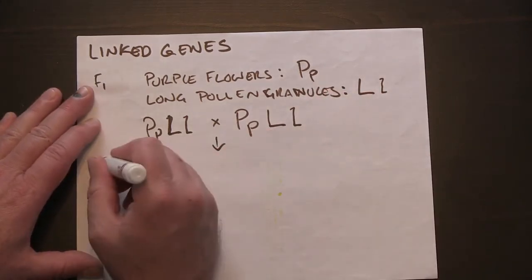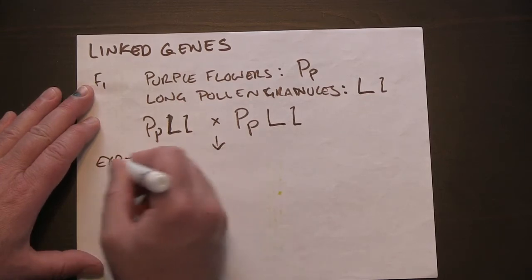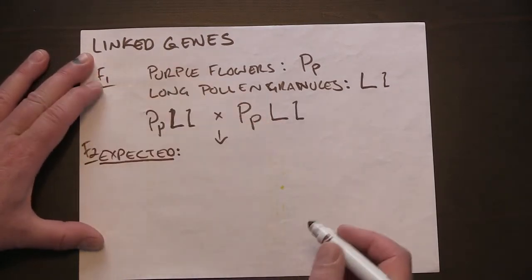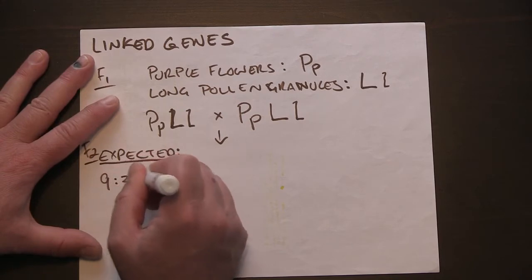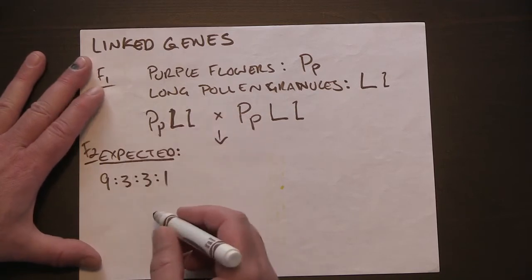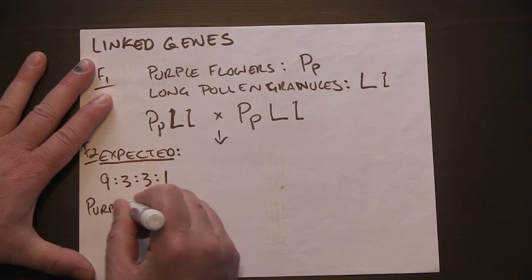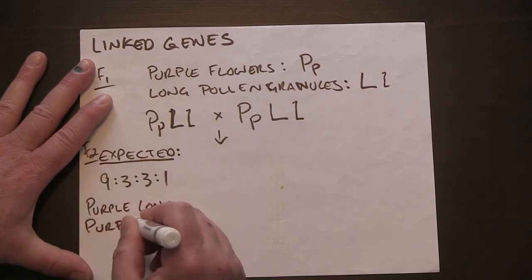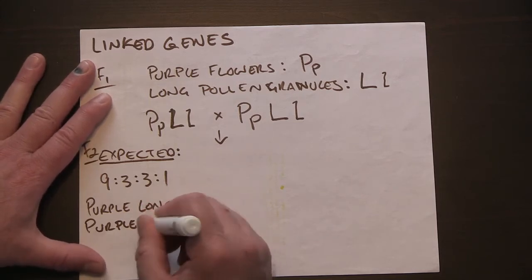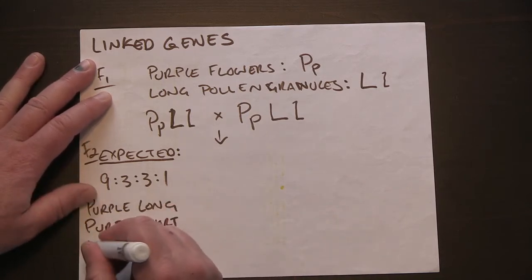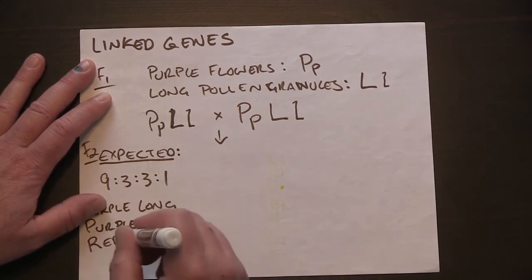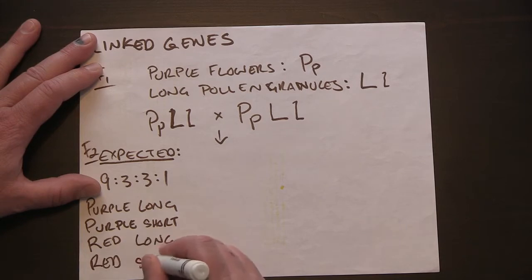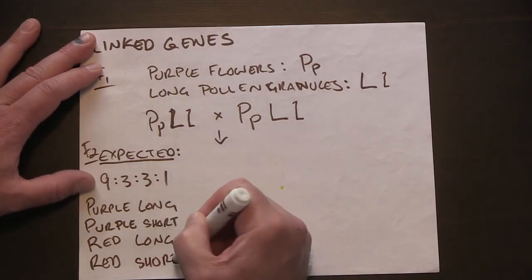you would expect, you should tell me at this point. This is a dihybrid cross. So in the F2 generation, you would expect a 9:3:3:1 ratio of the different combinations of this, right? The purple flowers with long pollen, purple with, let's say, short pollen, a red flower and long pollen, and then a red flower with short pollen. You would expect 9:3:3:1 ratio.